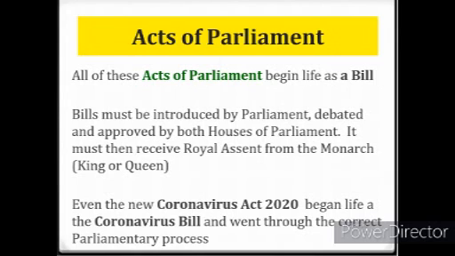And all Acts of Parliament begin life as a bill. And bills can be introduced by either House of Parliament. So they could start in the House of Commons, or they could start in the House of Lords. That is, unless they're a finance bill, in which case they have to start in the House of Commons. Once they've gone through both houses, and that means they've been debated and approved by both those houses, it then must receive the royal assent.